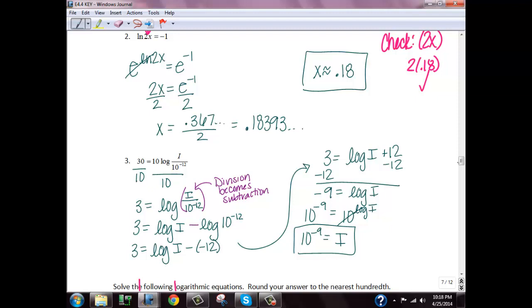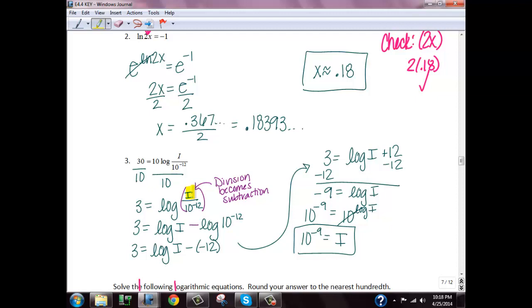First thing I do is isolate the log. So I'm going to go ahead and divide off 10, which gives me 3 is equal to log of I over 10 to the negative 12th power. Now, I'm solving for I. In order to solve, I need to get I by itself. Right now, it's stuck inside a log. I can't cancel the log and the 10 because I would have to have 10 to some power. I couldn't have 10 times something or something divided by 10.